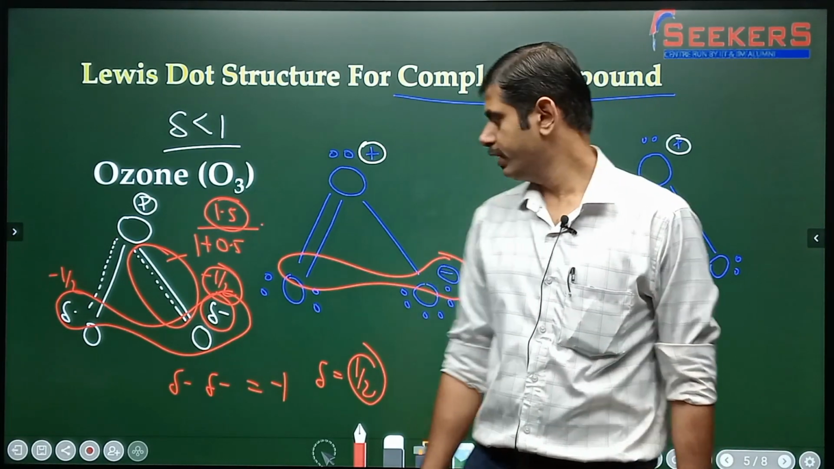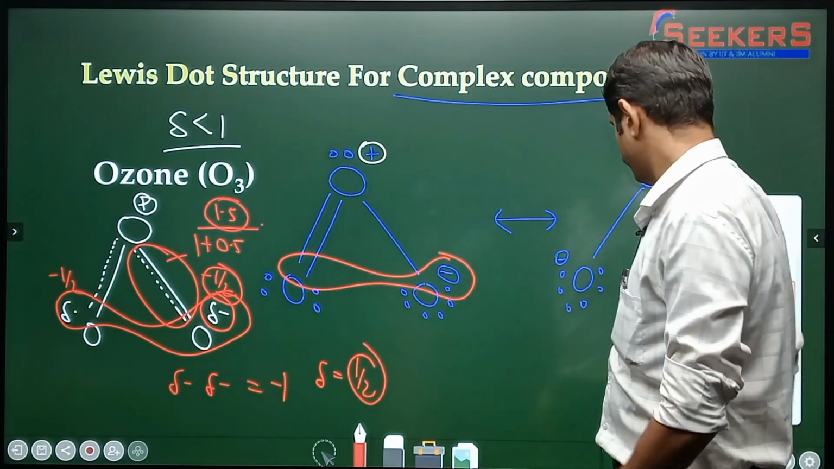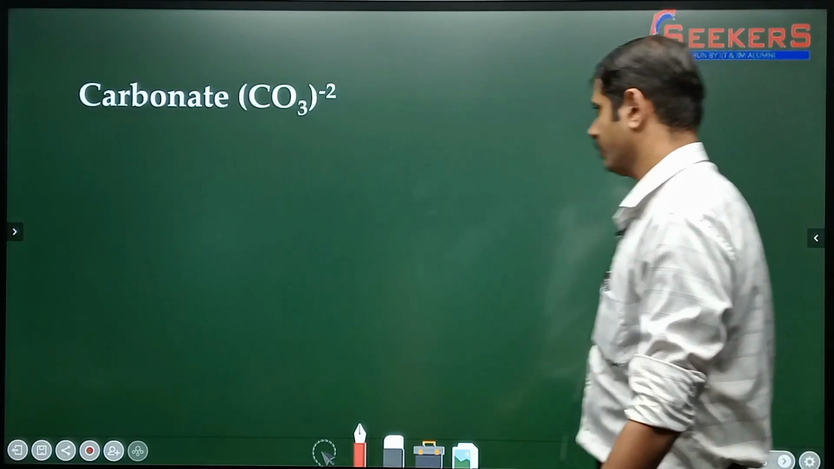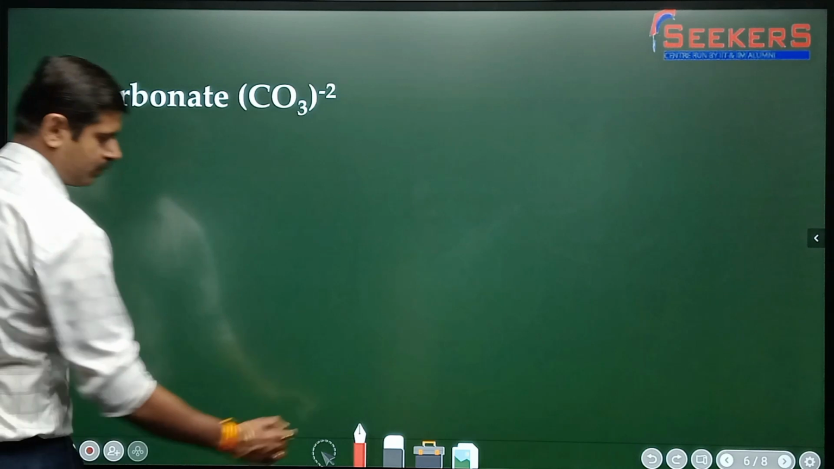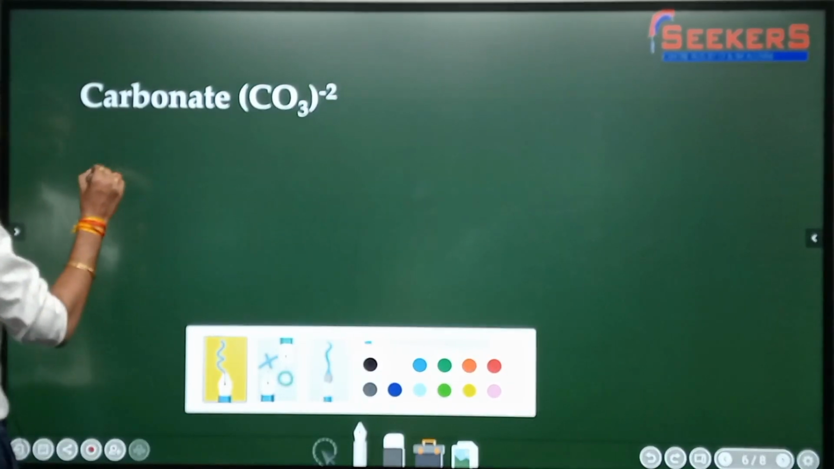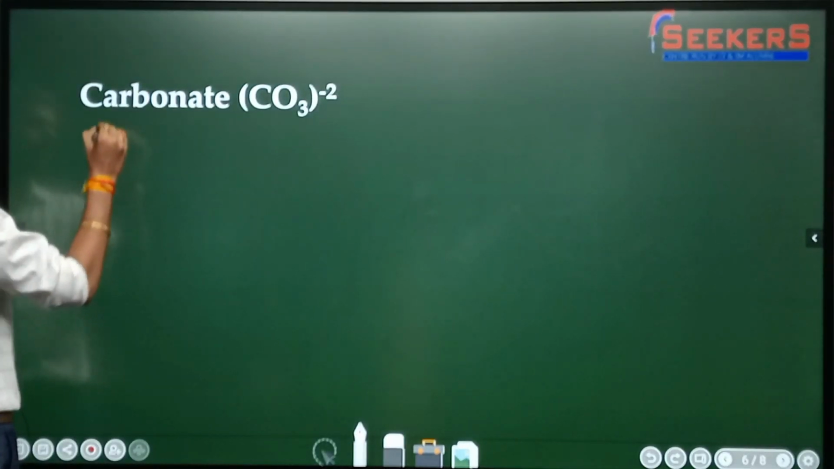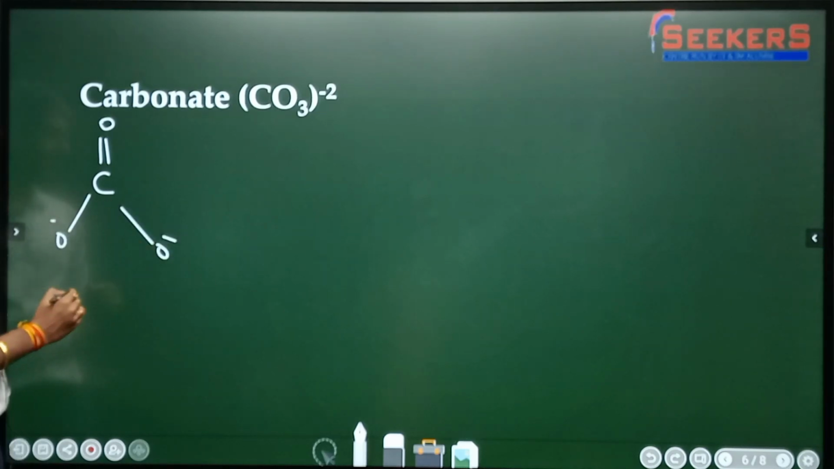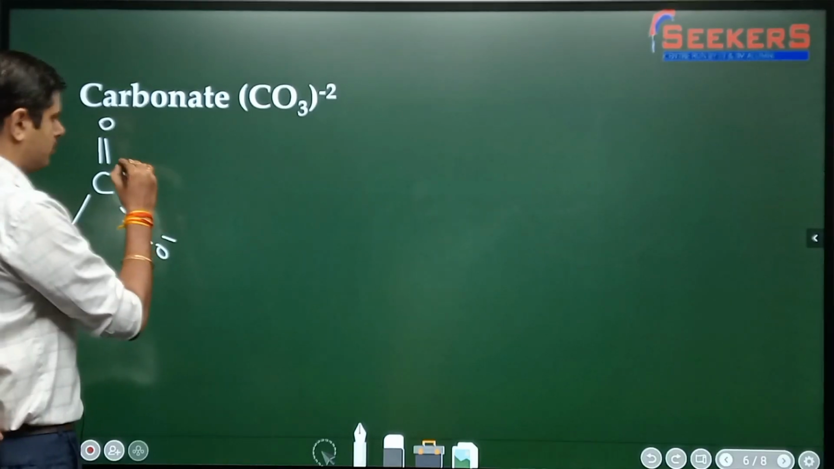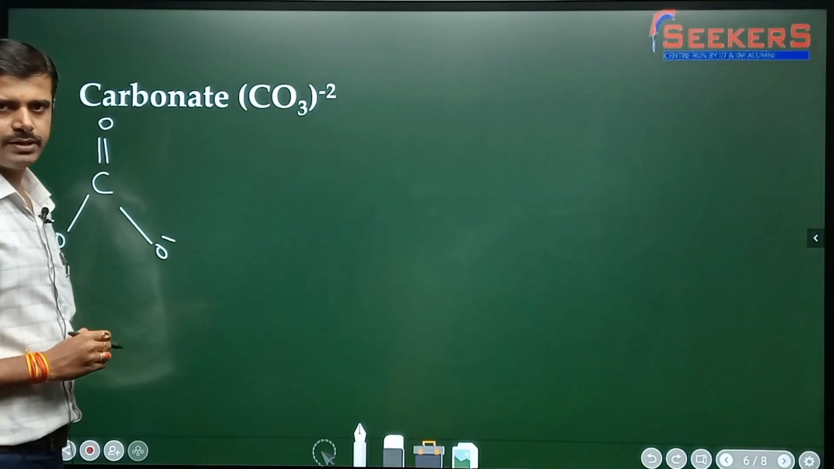Clear? Now we can do one more example like this, the carbonate example. The carbonate will have a carbon with a double bond to oxygen, a single bond to oxygen with del negative, and a single bond to oxygen with del negative charge. Okay. Now again we can have a resonating structure.